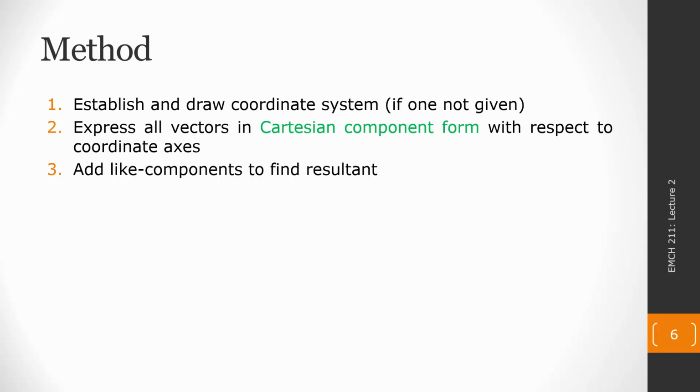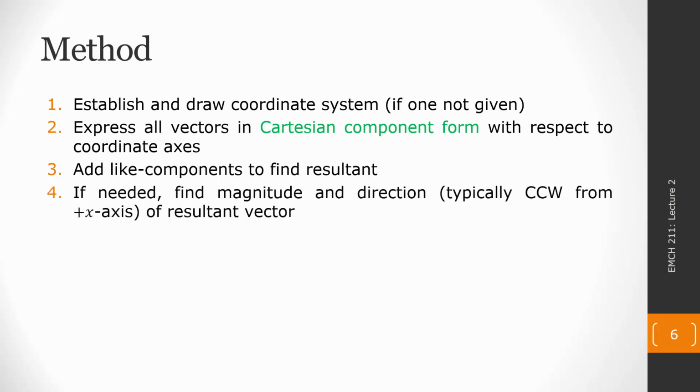We can take the i component of all of our vectors that we want to add and add those i components together, and that's going to be the i component of the resultant. Then we can do the same thing with the y components, add all of those y magnitudes or coefficients together, and that's going to be the y component of the resultant vector. So once we add those like components, we have our resultant in Cartesian component form. It has an i and a j component.